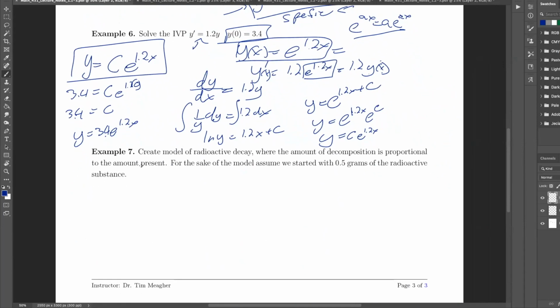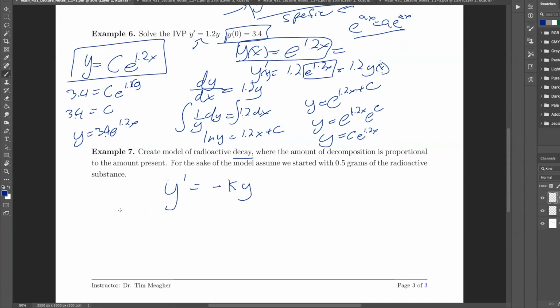Let's build one. So create a model of radioactive decay where the amount of decomposition is proportional to the amount present. For the sake of the model, assume that we started with 1.5 grams of radioactive substance. Okay. And so what we're going to say is the rate of decay is proportional to the amount present. So here we're just going to make a model. We're going to say the amount that we lose, or the change in my y, is some proportion to how much I have left, right? And since it's decay, we're going to make this negative.